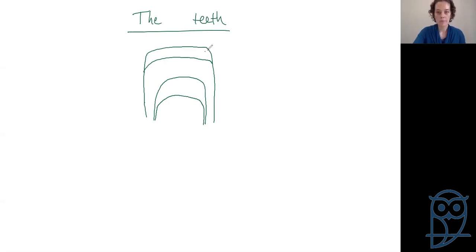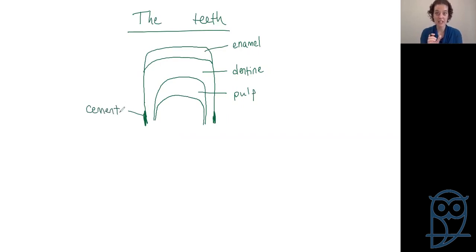At the top, you have your enamel. That's the shiny white bits we can see. Underneath your enamel is your dentine. In the middle of your teeth is your pulp. And then on the outside at the bottom, we have what's called cement. Okay, that's how your teeth actually stick into your gum. So the bit that you may have come across also before is your pulp, because this is where your nerves and your blood vessels are.